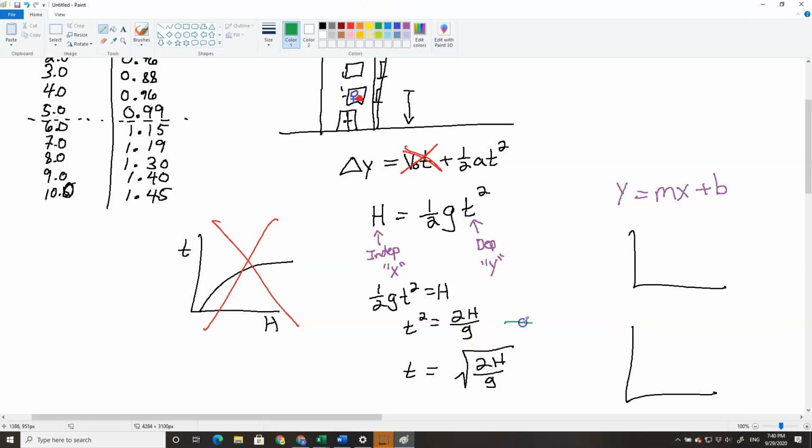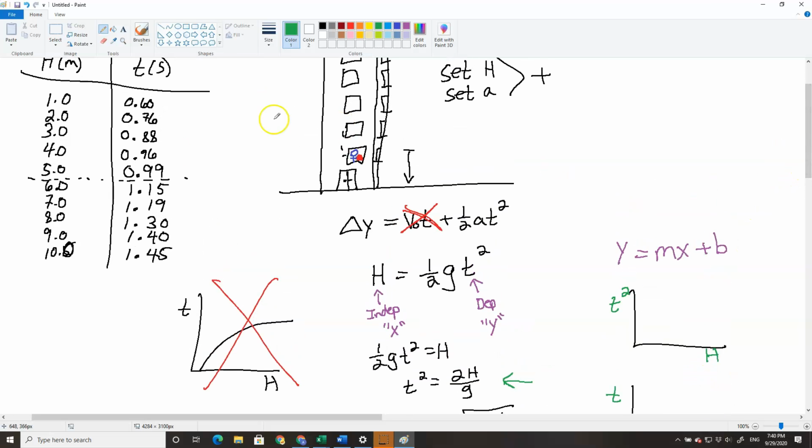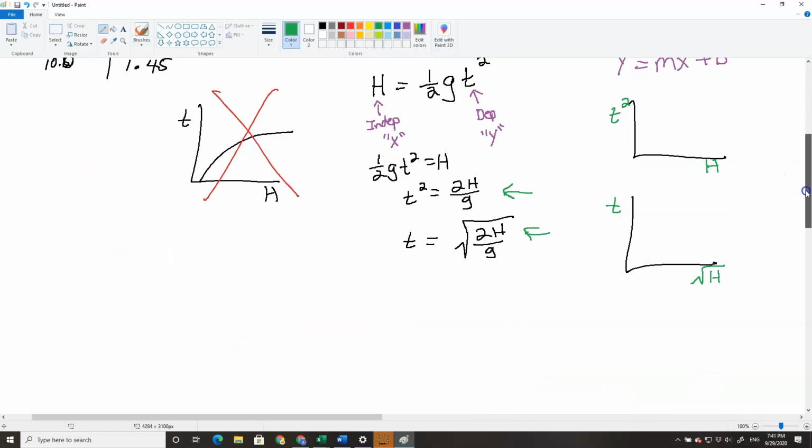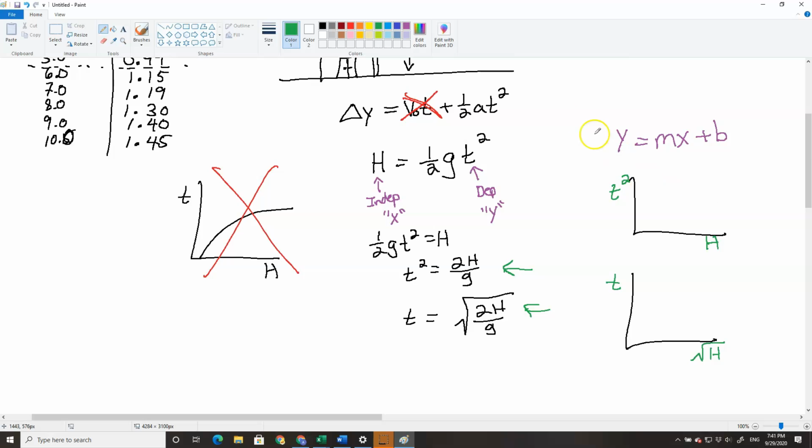I can take a look at this here, and I can see that h relates directly to t squared. Or if I use this one here, I can see t relates to the square root of h, which means I need to take this data, whether it be taking all the times and squaring them, or taking h and putting them all under a square root. I have to modify the data.